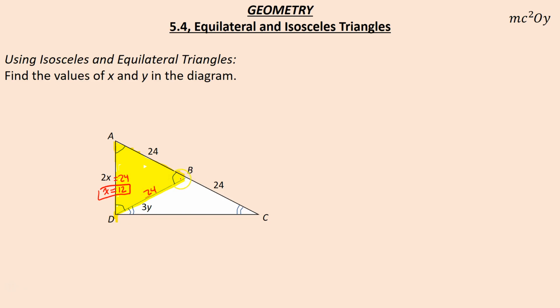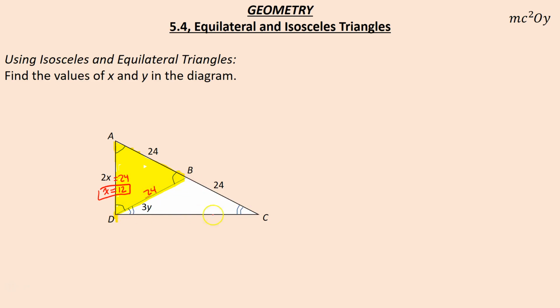Now, looking at this other triangle, the white triangle, I can see that the white triangle has a side length of 24 and another side length of 24. So the legs are 24, which means this is an isosceles triangle. I could also tell that because angle C is congruent to DBC. Okay, notice I had BDC.